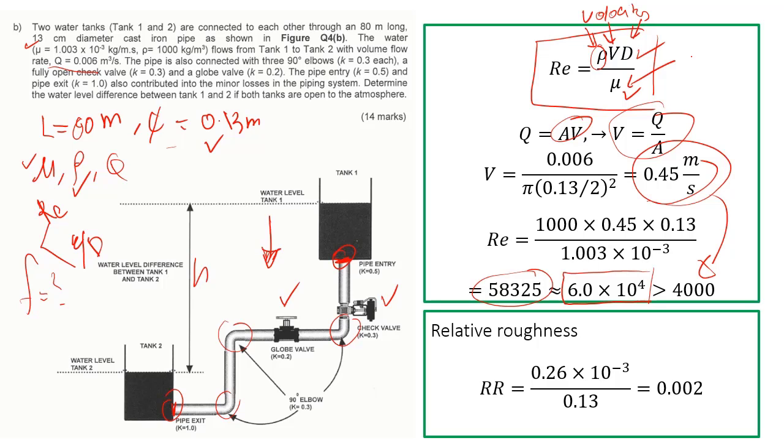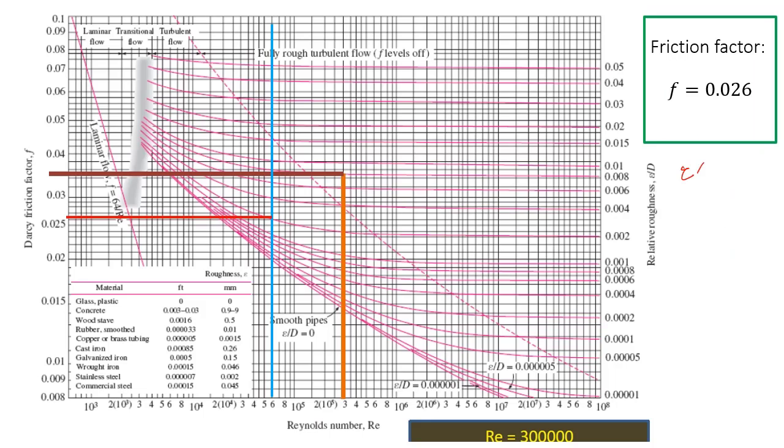in the Moody chart, it's easier for you to round the number to the closest value, which is 6 times 10 to the power of 4 for 5.8. The relative roughness is 0.26 mm, so you need to convert it into meters, so times 10 to the power of minus 3. The diameter of the pipe is 0.13 meter, and then we got the relative roughness of 0.002. So using the Moody chart, we have relative roughness 0.002, and we have the Reynolds number 6 times 10 to the power of 4.